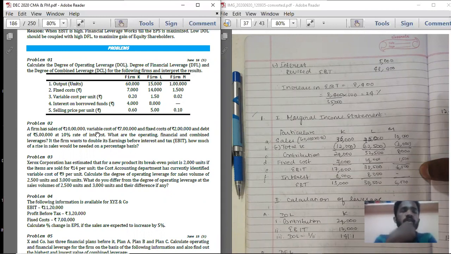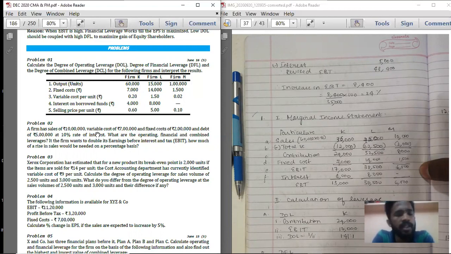So first we'll read the question. Calculate the degree of operating leverage, degree of financial leverage, and degree of combined leverage for the following firms and interpret the results. They have asked us to calculate all three leverages. Simple. All the data they have given within a table: firm K, firm L, firm M, three firms. First, output in units, the total number of outputs. Then fixed cost, the different fixed costs, and variable cost per unit they have given. And interest on borrowed funds is 4,000 and 8,000, and firm M didn't borrow, so their financial leverage will be 0.